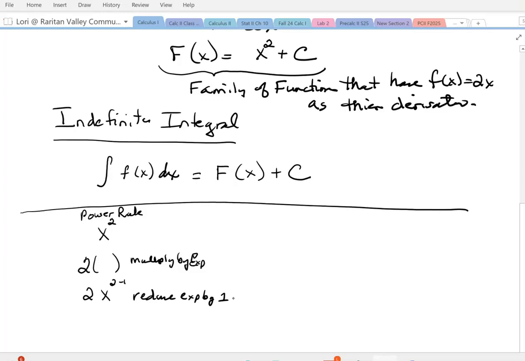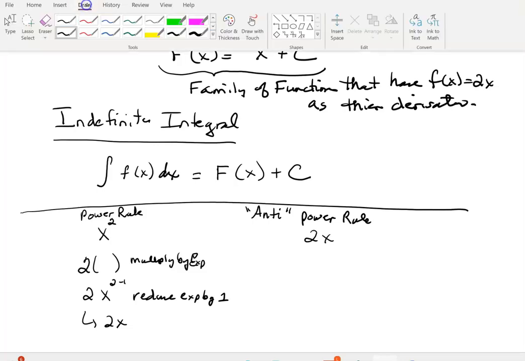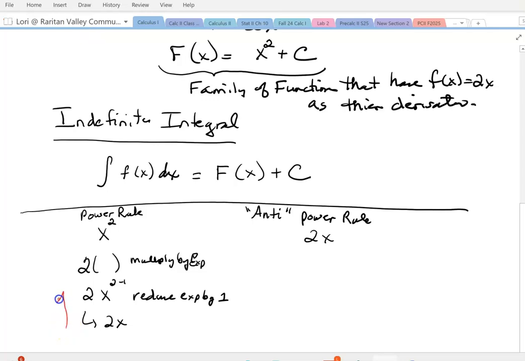Well, I want to reverse the order. So let's call this, and this is a term I am making up, the anti-power rule. To do the anti-power rule, you kind of have to go backwards. And of course, this one resulted in just 2x. So, to go backwards, well, I now want to do my list of steps this way.